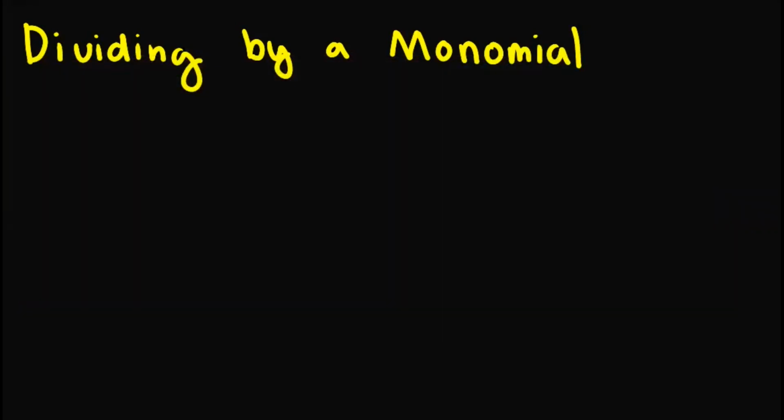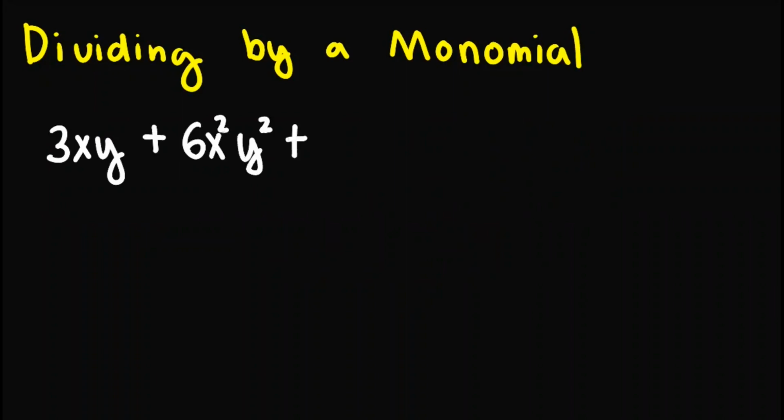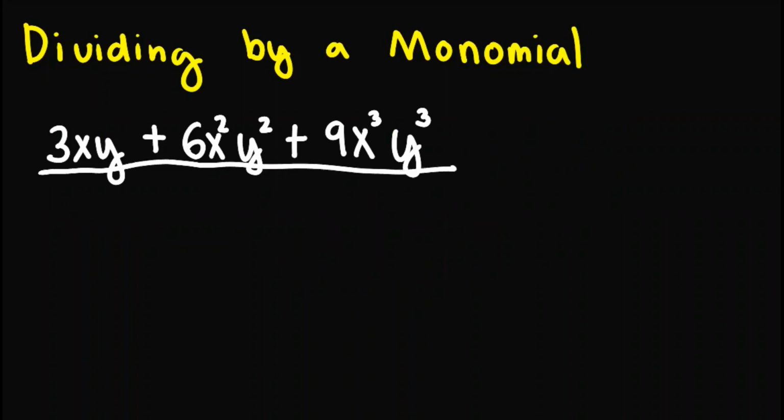Let's move on to dividing a polynomial now by a monomial. Let's have this as an example. If we have 3xy plus 6x squared y squared plus 9x cubed y cubed all over 3xy. So let's move this one.